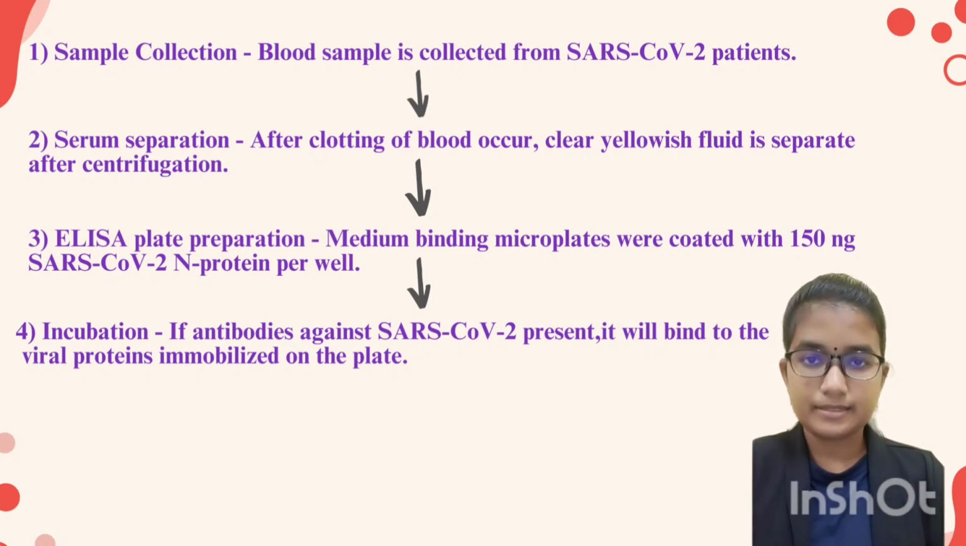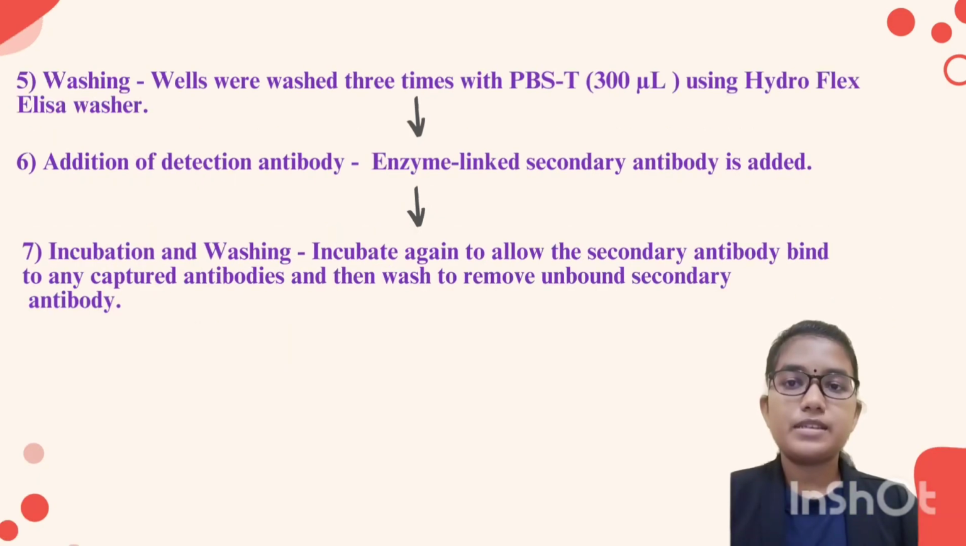the centrifugation process. For the next step, the medium binding microplates were coated with 150 nanogram of SARS-CoV-2 protein per well, followed by the incubation process, where antibody against SARS-CoV-2, if present, will bind to the viral protein immobilized on the plate. Now the next step is washing. The wells were washed 3 times with 300 microliter PBS using a Flex ELISA washer.